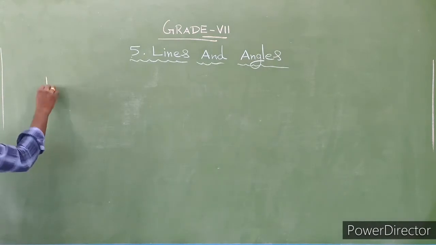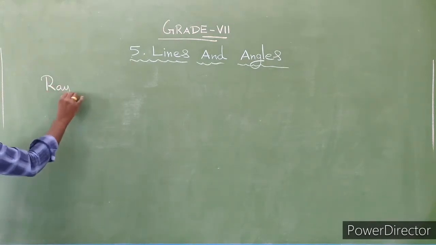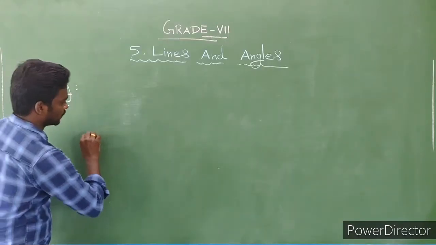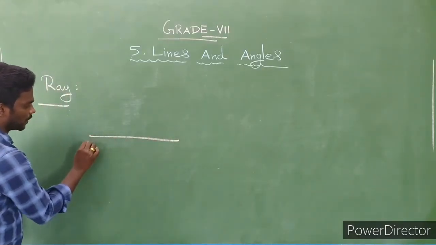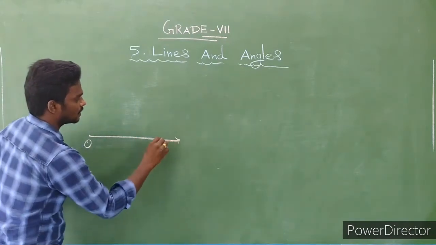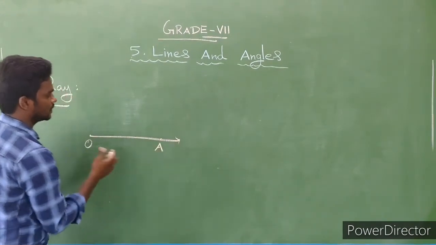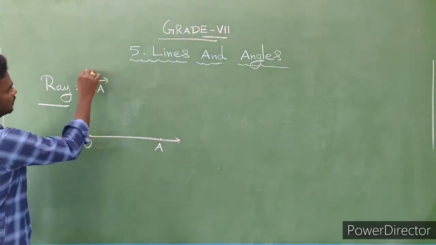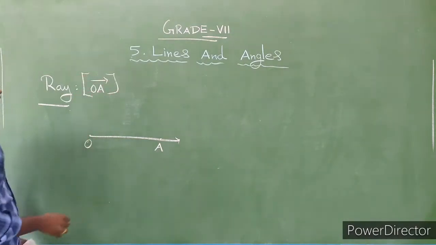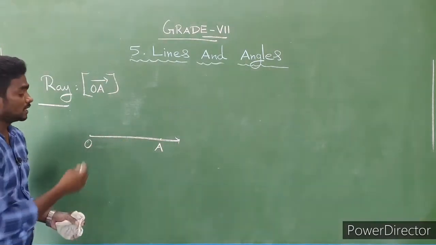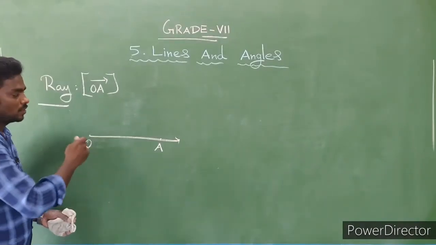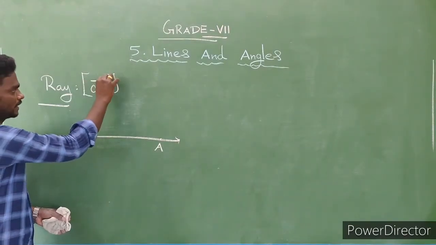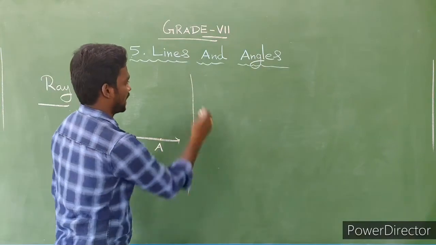Next, what is a ray? A ray is a portion of a line. It starts at one point and goes endlessly in one direction. So this is called ray OA. What is a ray? A ray is a portion of a line. It starts at one point and goes endlessly in a direction. So this is called ray OA.